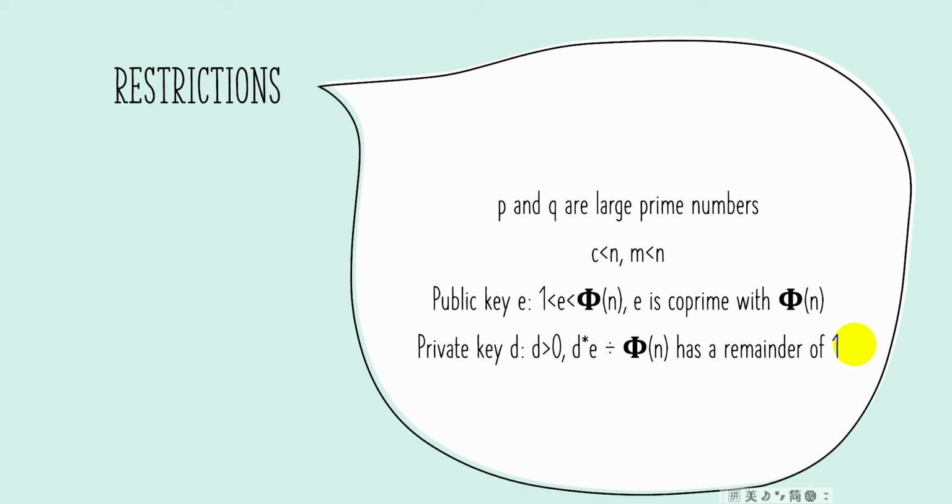For the public key, E has to be an integer between 1 and phi n, and E is coprime with phi n, which means that the only common factor of E and phi n is 1. For the private key, D has to be bigger than 0, and D times E divided by phi n has a remainder of 1. So these are the restrictions.